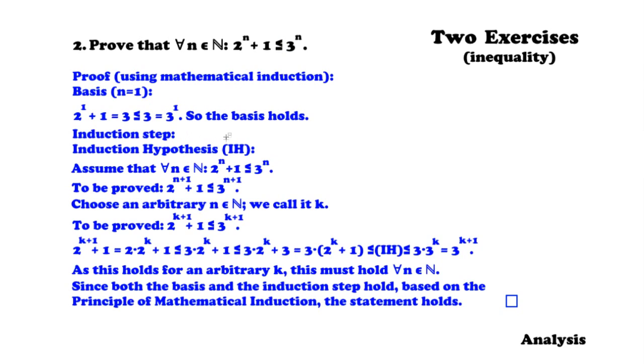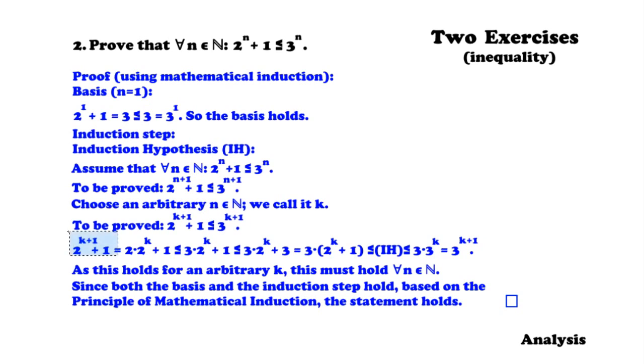Now our induction step. We start with the induction hypothesis, so assume that for all n in the natural numbers, 2 to the power n plus 1 is less than or equal to 3 to the power n, which is just our expression over here. Now choose an arbitrary n in the natural numbers, we call it k. What has to be proved now is that 2 to the power k plus 1 is less than or equal to 3 to the power k plus 1, just what we had to prove earlier, but now using k instead of n. We start again at the left hand side and we're going to deduce the right hand side.